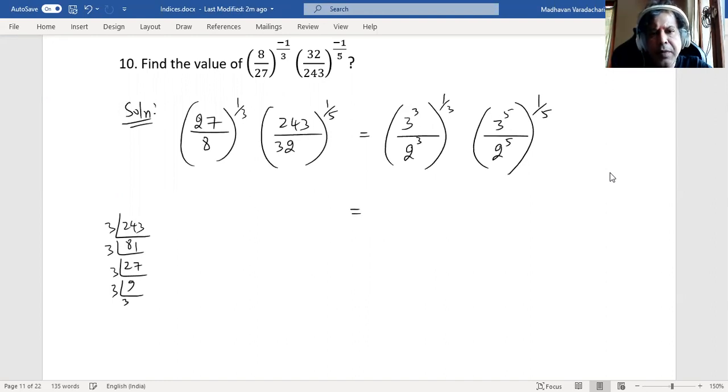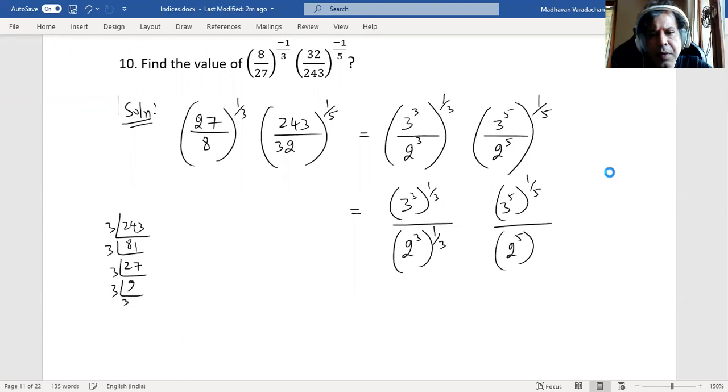So this numerator will become, or individually you can do, 3 power 3 to the power of 1 by 3. This is 2 power 3 to the power of 1 by 3. This is 3 power 5 to the power of 1 by 5. This is 2 power 5 to the power of 1 by 5. So this becomes what? This 3 and 3 get cancelled. This 3 and this 3 get cancelled. This gets cancelled. Ultimately, it is 3 into 3 by 2 into 2, which is 9 by 4. That's the solution for this particular problem.